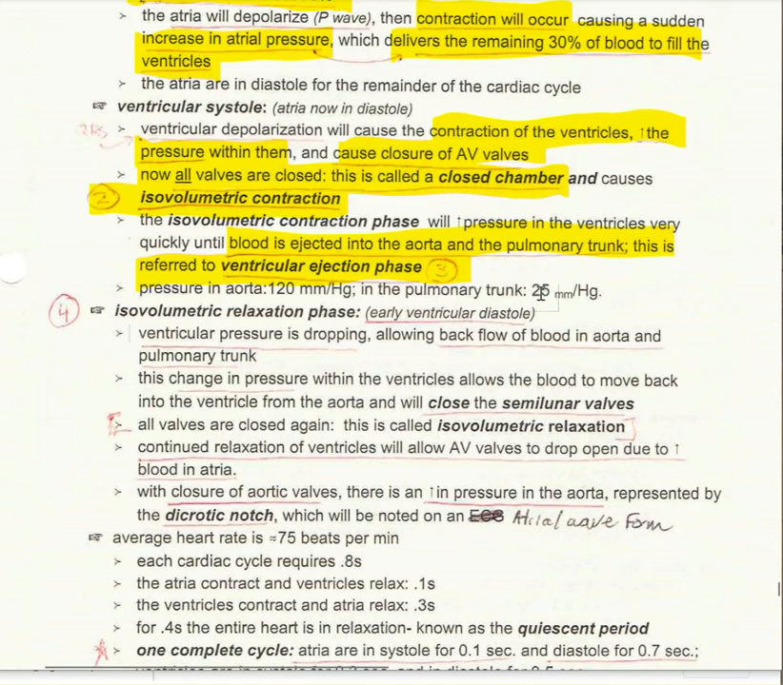Now in the pulmonary trunk, it should be 25 millimeters of mercury. Remember, it's a much lower pressure circuit. The muscle in the right ventricle is much less strong and thick, and we don't need to pump it as far.